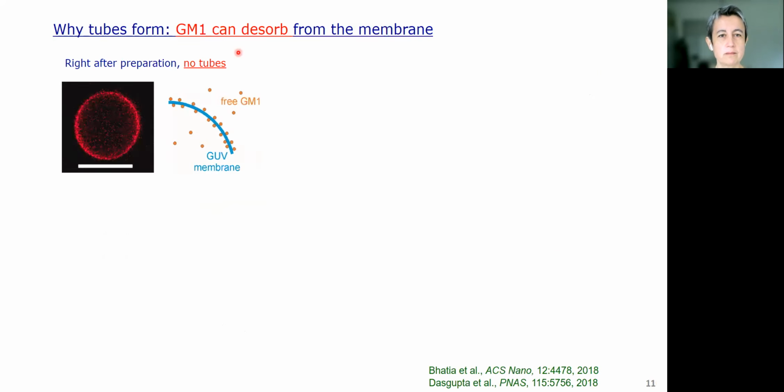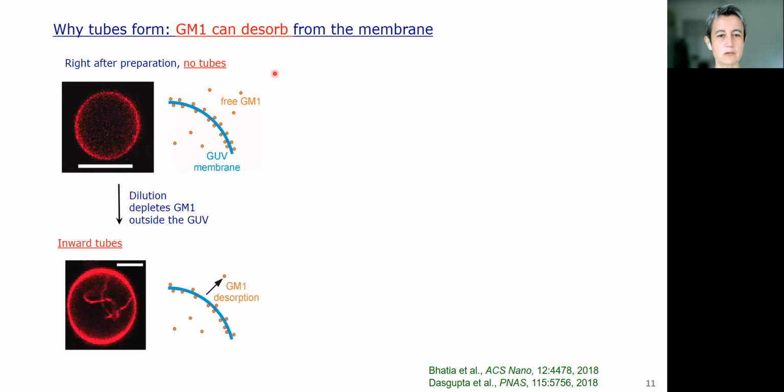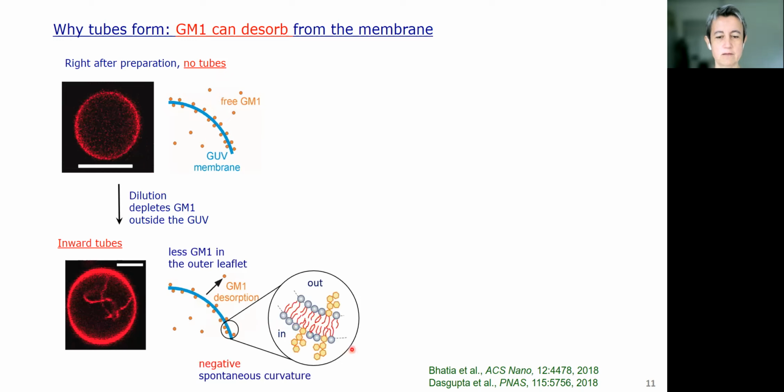So why do tubes form? The reason is that GM1 can desorb from the membrane because it's also slightly water soluble. If we prepare the vesicles and we observe them directly in the chamber we prepare them, there are no tubes. The GM1 is symmetrically distributed on the membrane, inside, outside. If we dilute them, what we do is that we remove some of the GM1 outside in the bulk, then it starts desorbing from the membrane. It creates this asymmetry that you have on the inner leaflet more GM1, and then we observe inward tubes because of this negative spontaneous curvature.